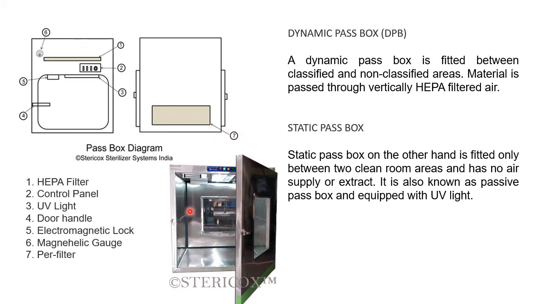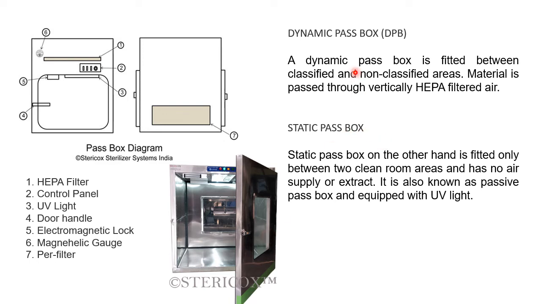Now this is how the pass box actually looks. It is made of stainless steel. You can see here the control panel. Inside there is a white light and a UV light, both are present. Then there is the door handle. There is also a window present so that you can see whether the material has been passed to the other room or not, or if the person needs anything, you can pass it from one room to the other.